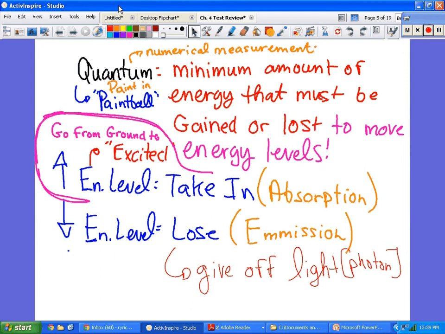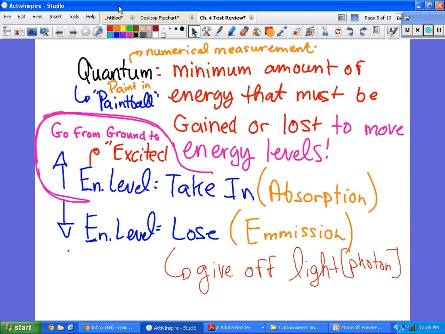When an electron jumps up, we call it excited. Okay? If you were on the roof of the school, would you be pretty excited? I would. It'd be kind of cool if nobody else gets up on the roof. Okay? So you'd be excited. So when you go from ground state to excited state, you go up energy levels.